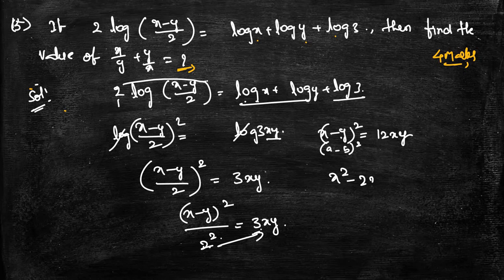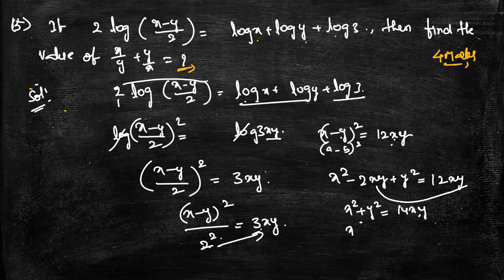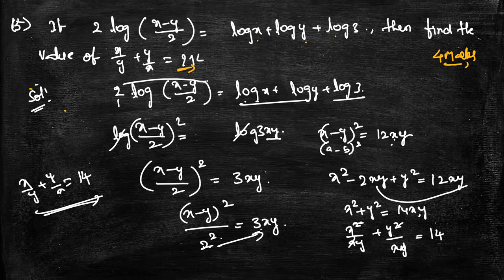X square minus 2xy plus y square is equal to, and here it will become 12xy, no? So 12xy. So this 2xy comes this side, and it will become x square plus y square is equal to 14xy. So xy will come this side, and x square by xy will come, plus y square by xy is equal to 14. So 1 x cancels, 1 y cancels, and the answer is x by y plus y by x is equal to how much? 14. So this is the answer we have to find here.